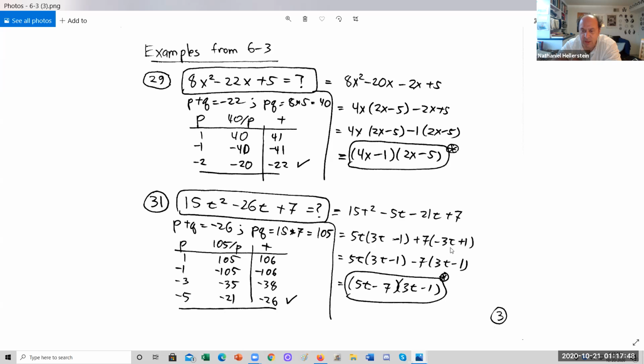But oops, these aren't quite the same. They're of opposite sign. So next step, we pull out a negative 1. So a negative 7 times 3t minus 1, and 5t times 3t minus 1. So now we have a common factor of 3t minus 1, which we remove, leaving behind 5t minus 7 here. So this factorizes that.